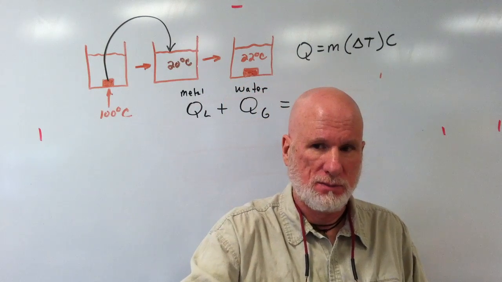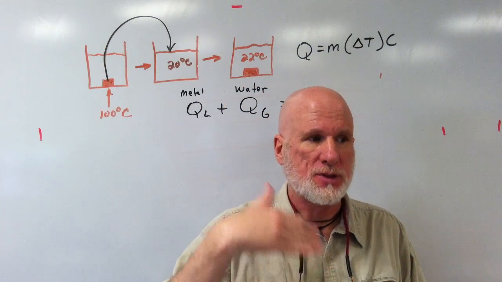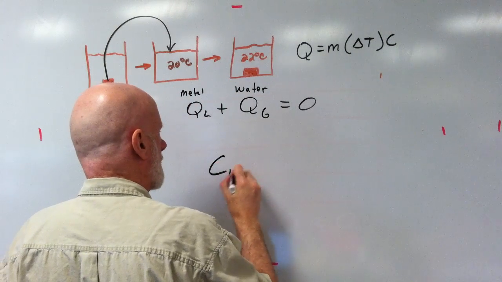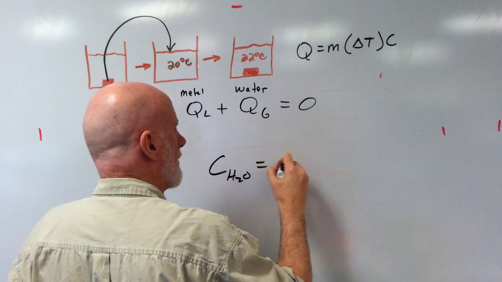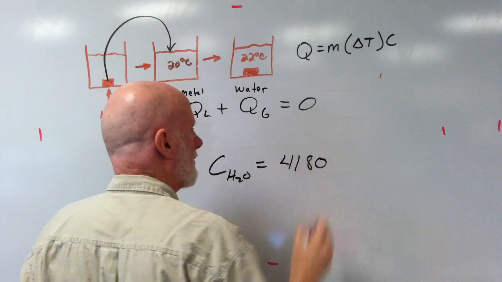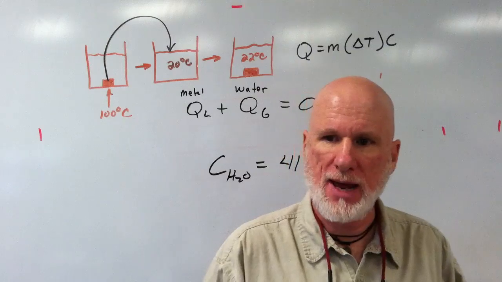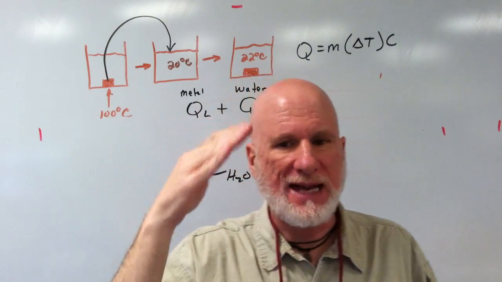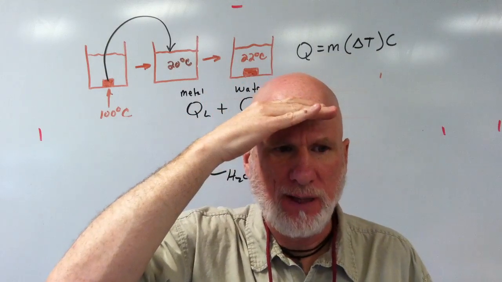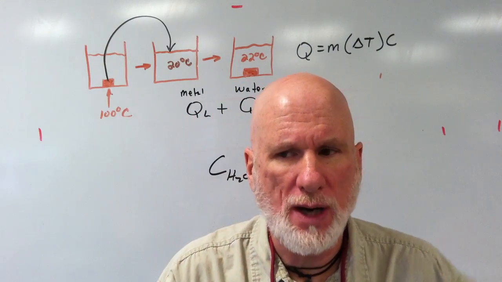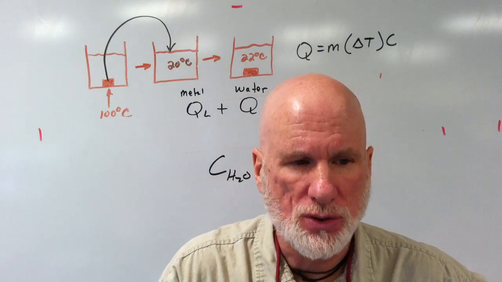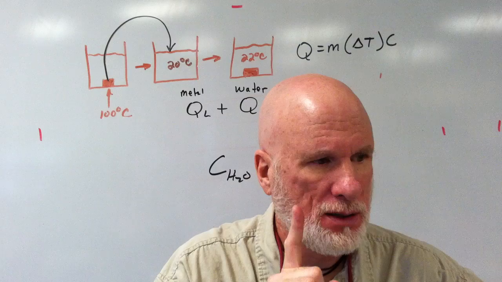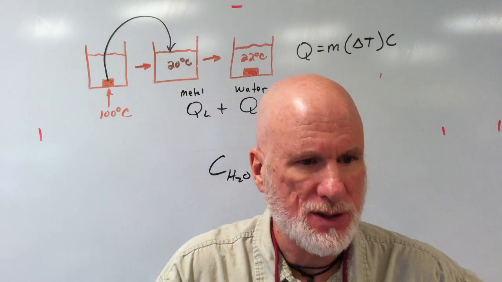The specific heat capacity for water is 4,180, correct? You okay with that? All right, now listen to what that says, you ready? It takes 4,180 joules of energy to raise 1 kilogram of water 1 degree Celsius.